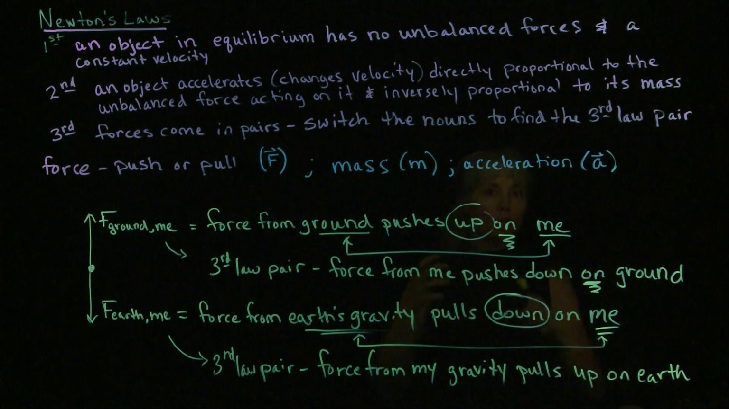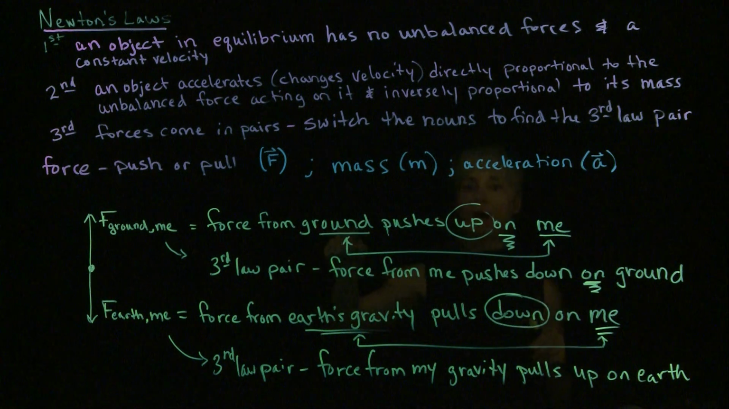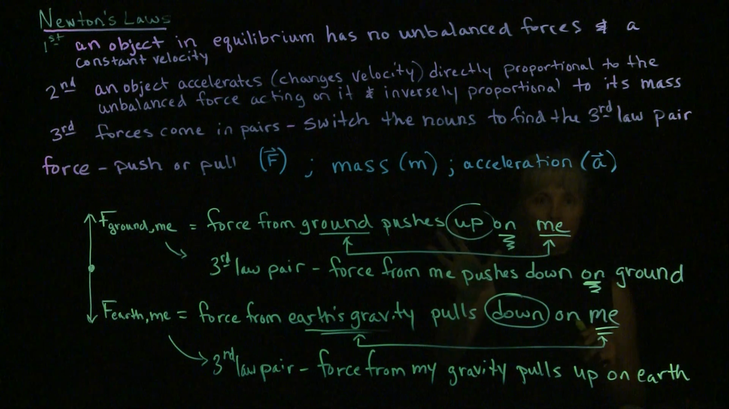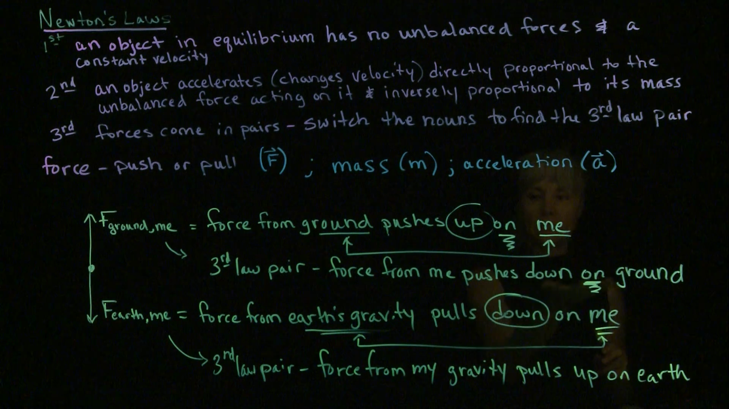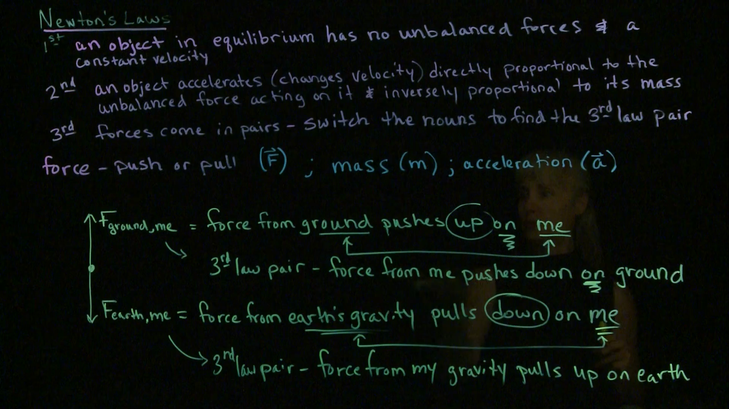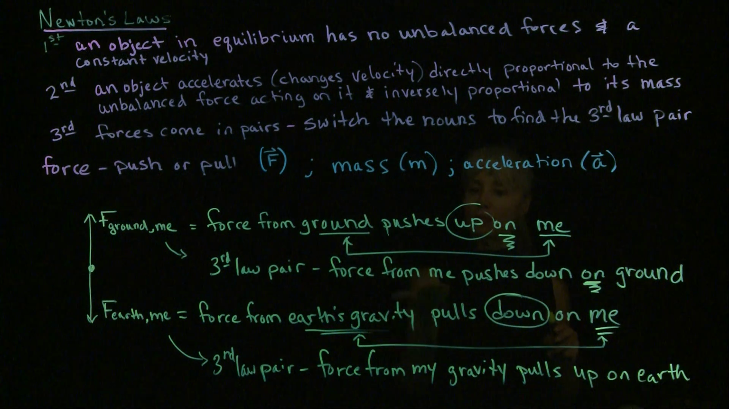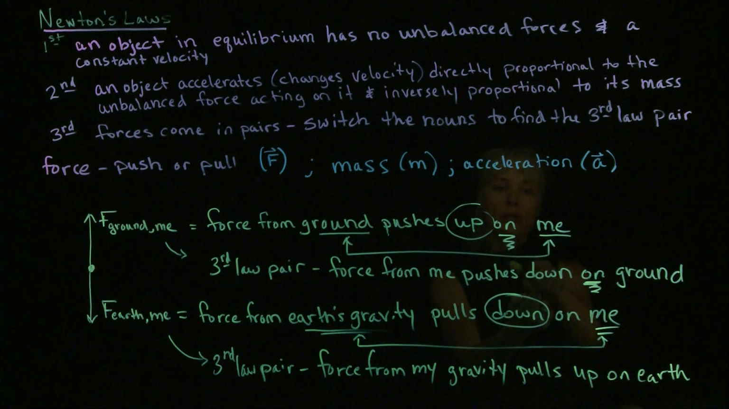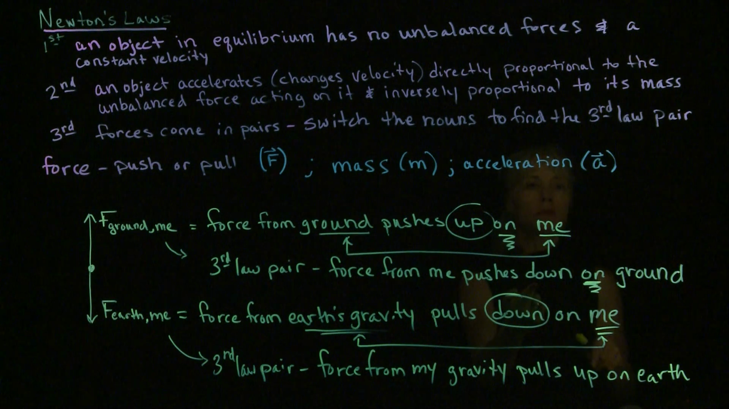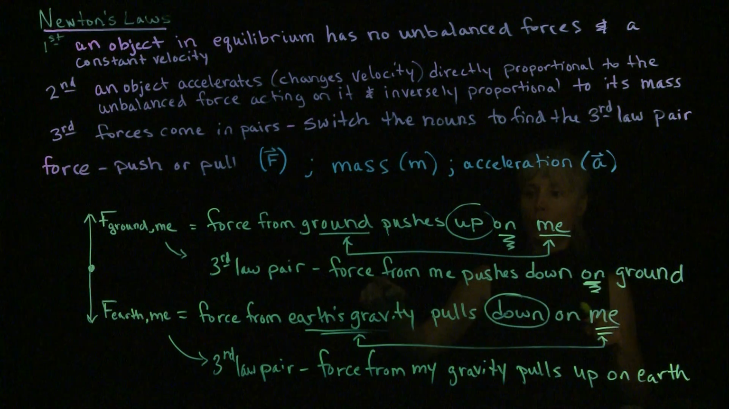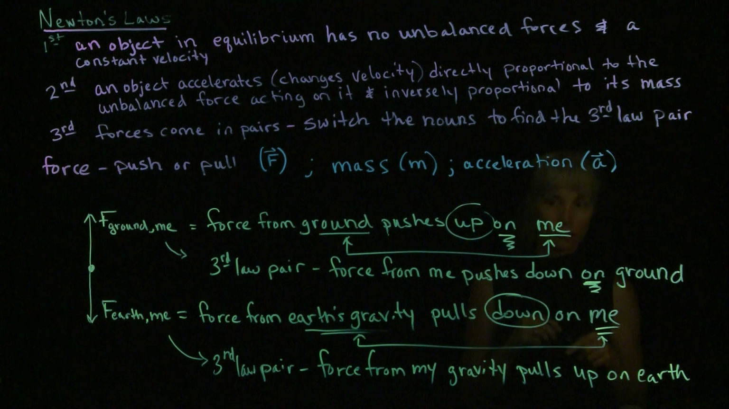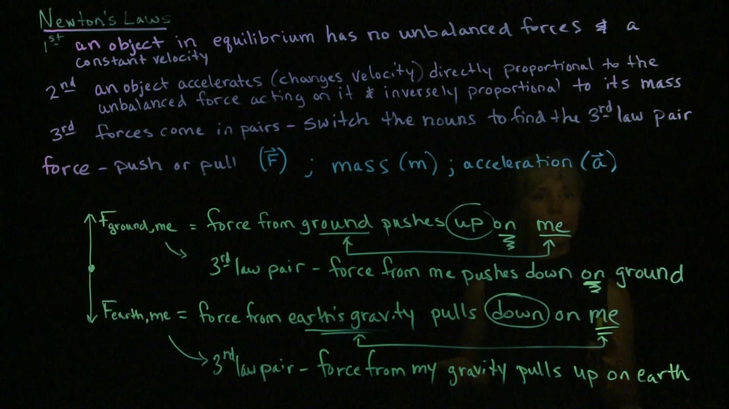So when you are looking at a force acting on an entity, write it out in words. Force from ground pushes up on me. Identify the nouns, switch them, and the direction that the force is acting to get the third law pair. So force from, instead of ground, I put me, switching those two nouns, pushes, and now I change the direction from up to down, because it's oppositely directed, on, switching this noun to ground. So force from me pushes down on ground. You can always find the Newton's third law pair this way.